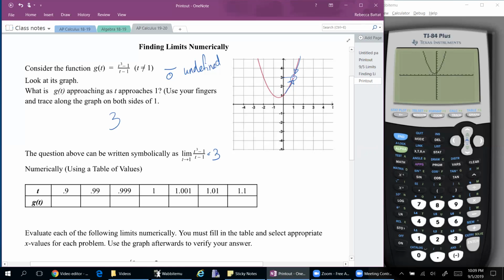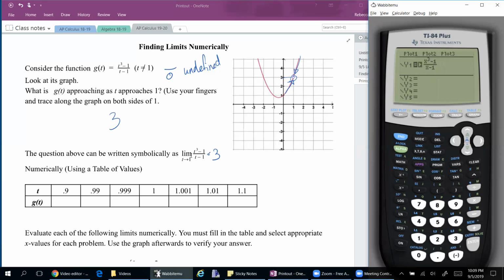Now we can also do that numerically. To do that, we can put it in our calculator. I've put our function already in the calculator. Just as a note, you can press alpha y equals to get the fraction in there. So we can press trace and put in a whole bunch of different values. As t approaches 1, we want to find values that are a little bit to the left of 1 and a little bit to the right of 1, but very close.